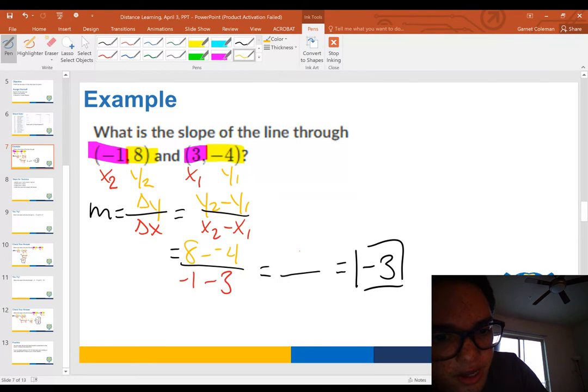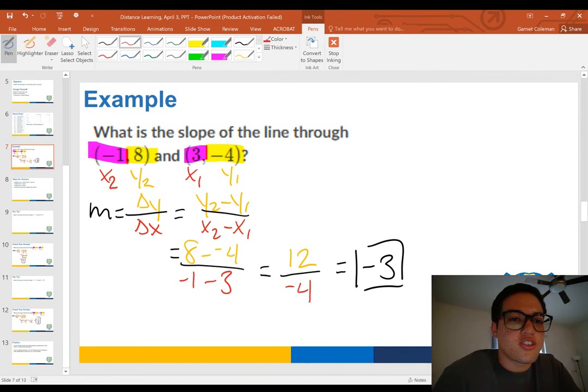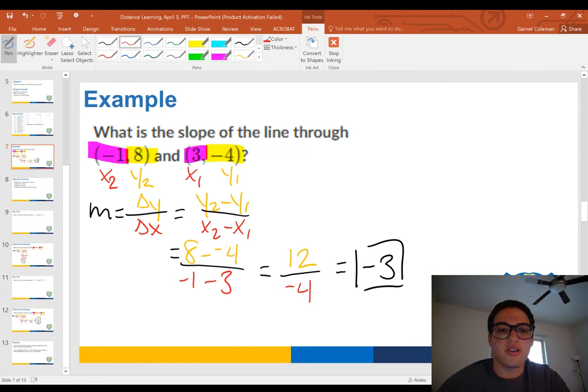So now 8 minus -4 is positive 12. -1 minus 3 is -4. And if we divide these two numbers, we still get -3. So that's the other way that you can solve for the slope. So you can either have the first numbers be the ones, or the first numbers be the twos, as long as they match up.